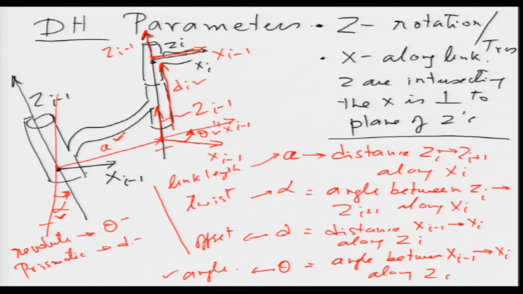Now we have four transformations, a, alpha, d and theta, and each one of them has a homogeneous transformation matrix associated with it. If I combine these four matrices and multiply all of them out, then I will get a generalized matrix, and the generalized matrix looks something like this. So the generalized matrix to go from the ith frame to the i minus 1 frame is written this way.